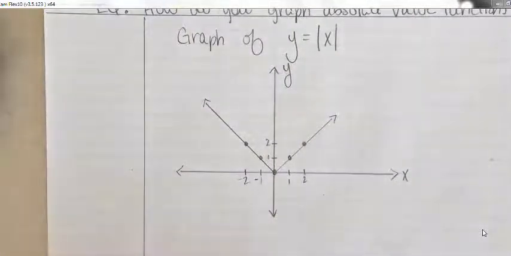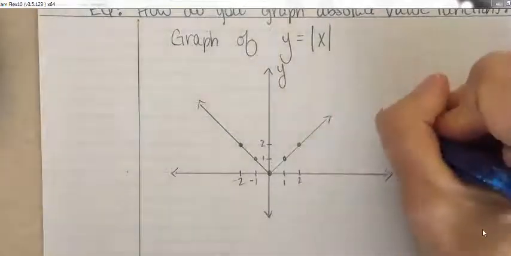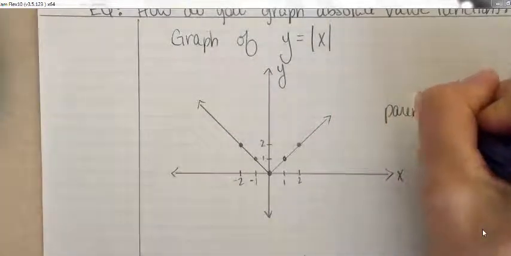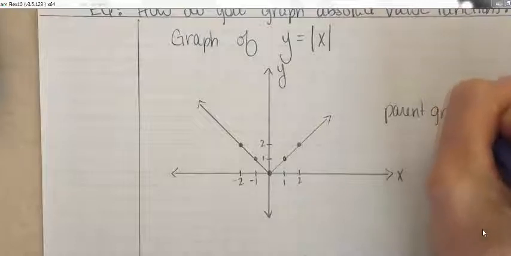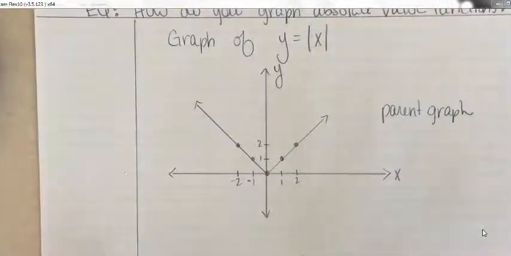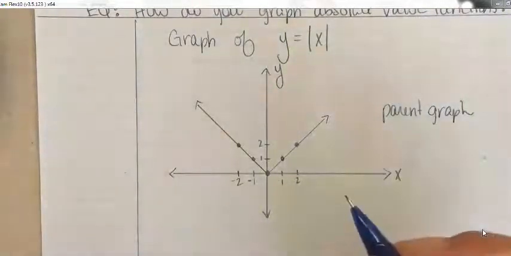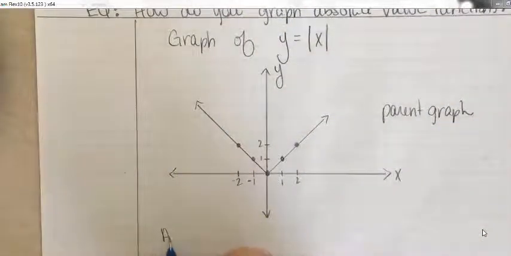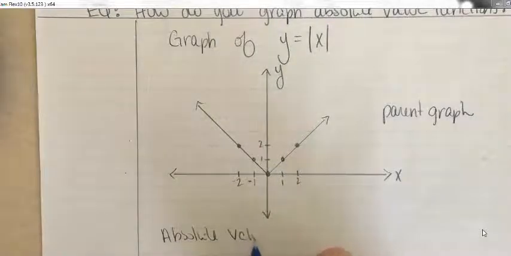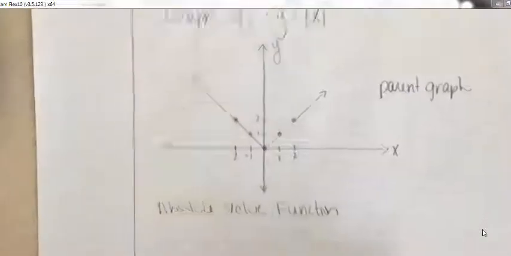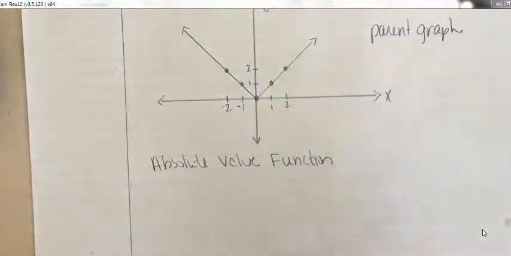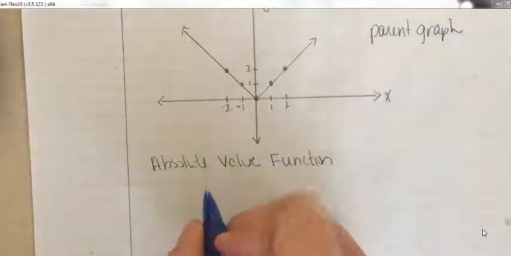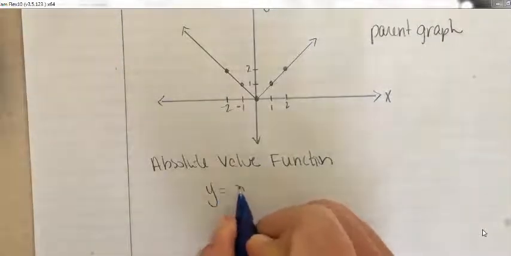Okay, so for an absolute value function, this right here is our parent graph. And then we do a whole bunch of stuff to it with transformations. Okay, so let's do absolute value. The generic form of an absolute value function with all of the transformations being done to it looks like this.